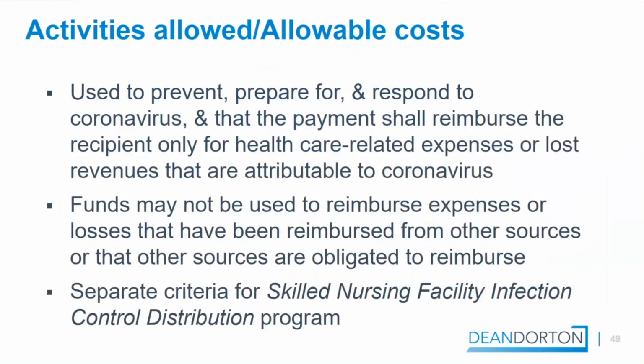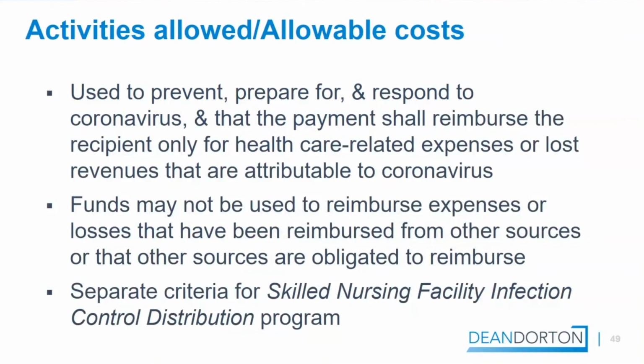So here are the activities allowed and allowable costs. You've got to spend the money to prevent, prepare for, and respond to the coronavirus. And payments shall reimburse recipients only for healthcare related expenses or lost revenues. They may not be used to reimburse expenses or losses that have been reimbursed from another source. So that's the key. So FEMA dollars go first.